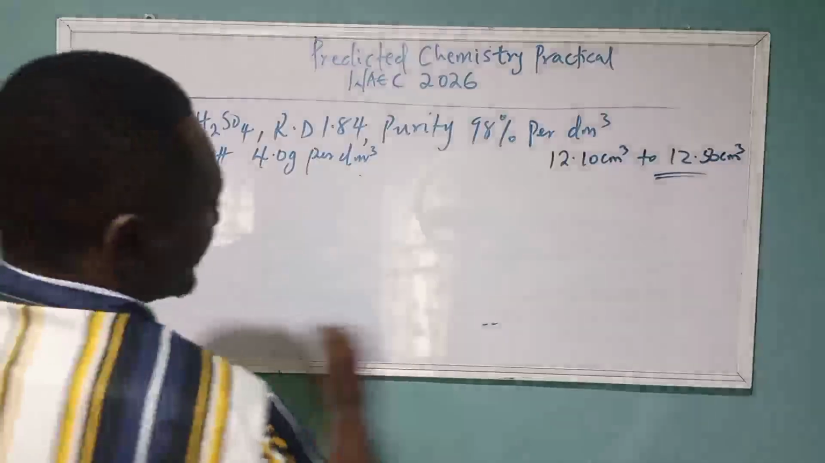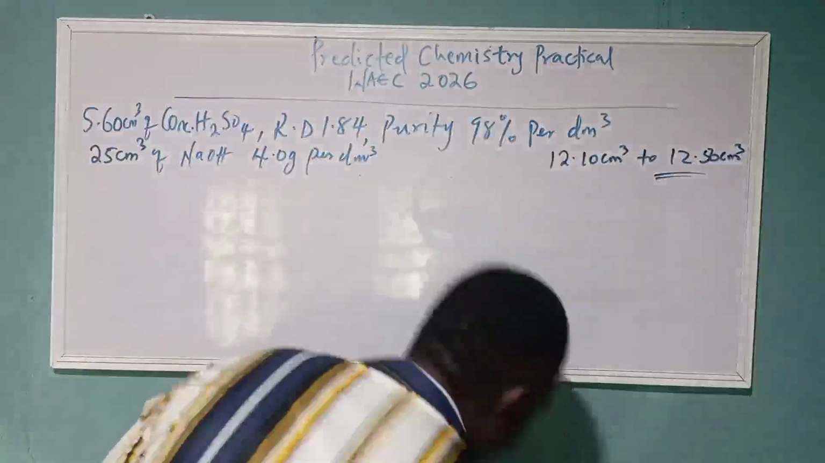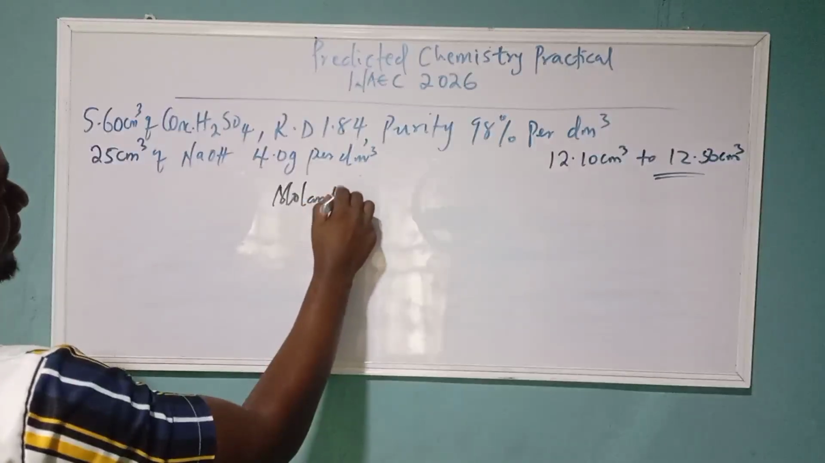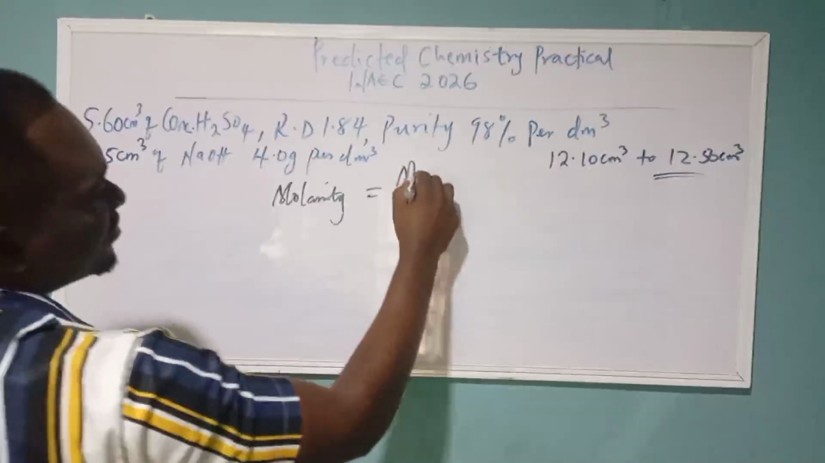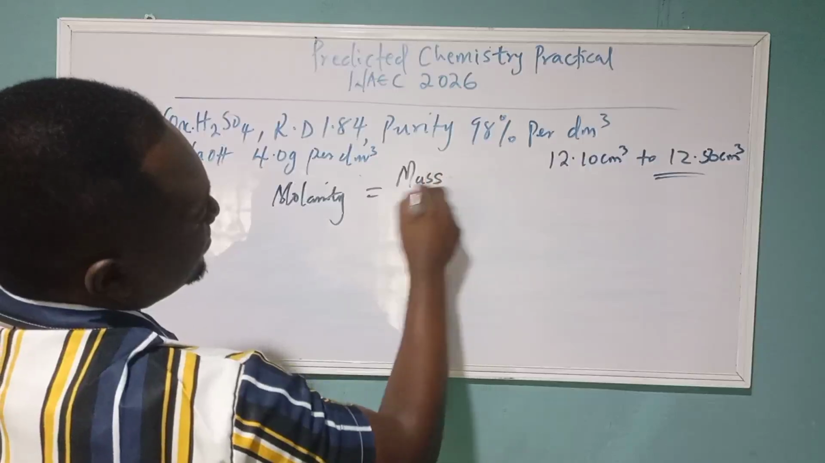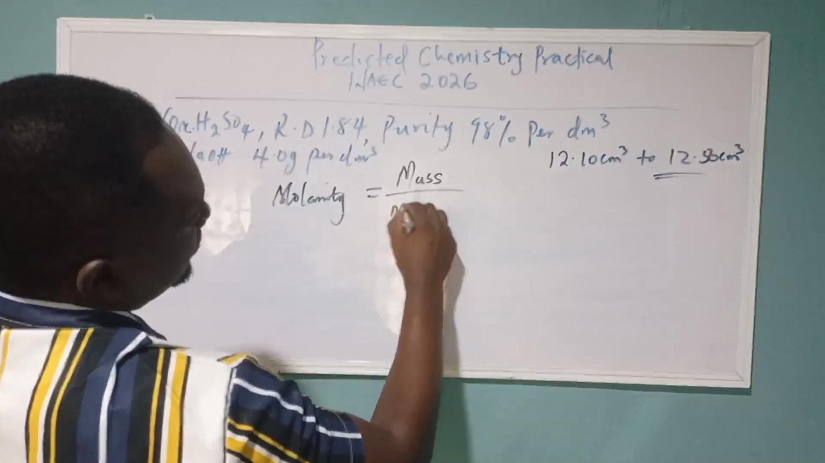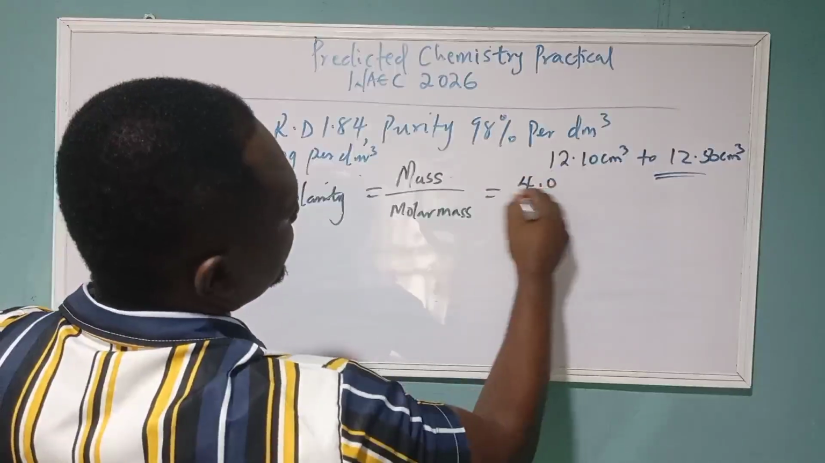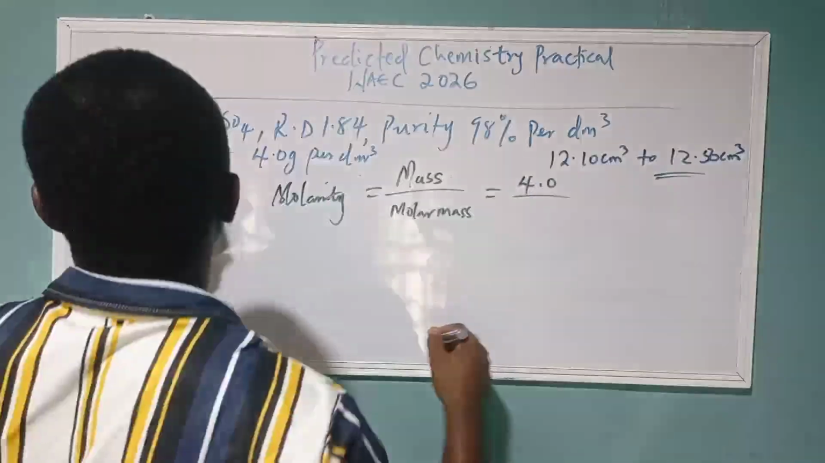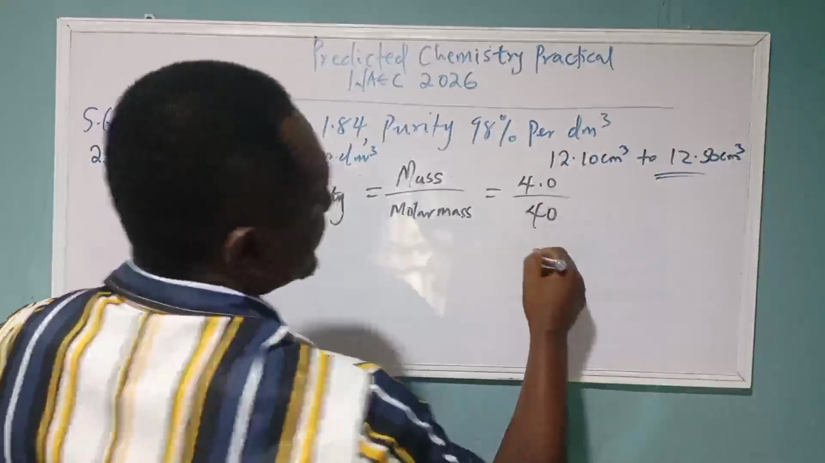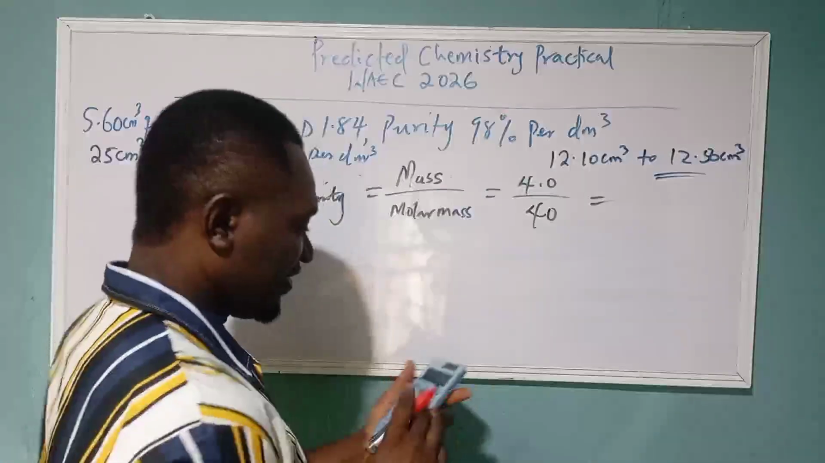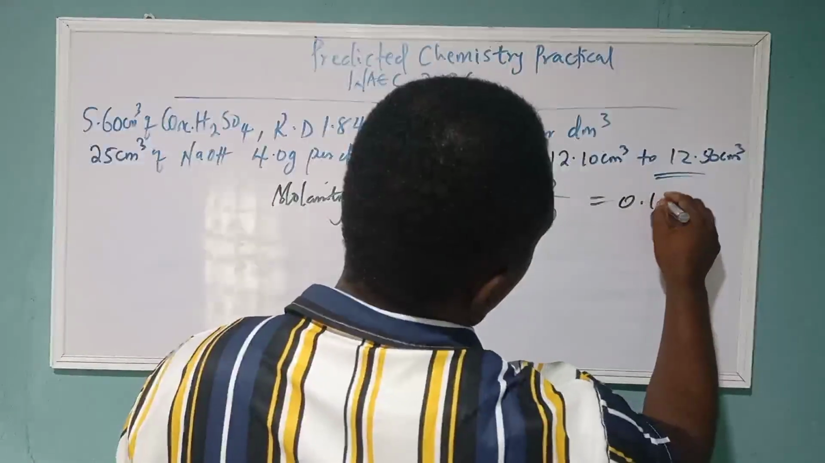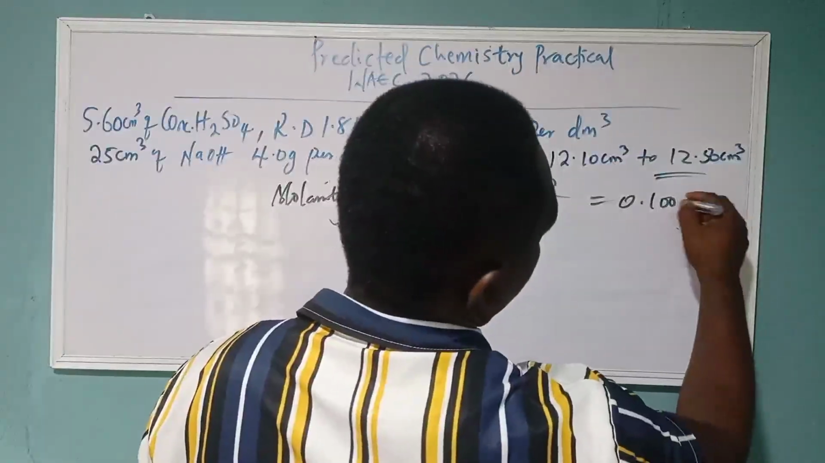All right, so let's find the molarity of the base. For the base, sodium hydroxide, the molarity, as a concentration, is the mass over the molar mass. The mass given is 4.0 over the molar mass of sodium hydroxide, which is 40 grams per mole. So when you divide, you have 4 divided by 40. That will give you 0.100 mole per dm³.